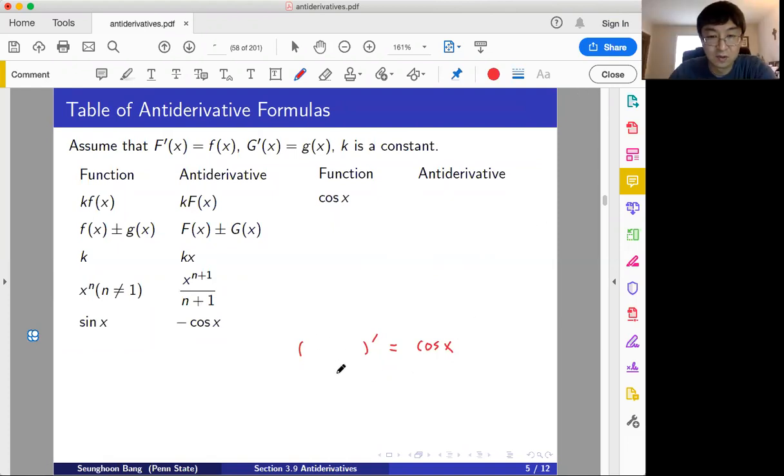So here, which function prime is cosine of x? What do you think? Which function prime is cosine of x? Could you write your answer on the chatting board, please?